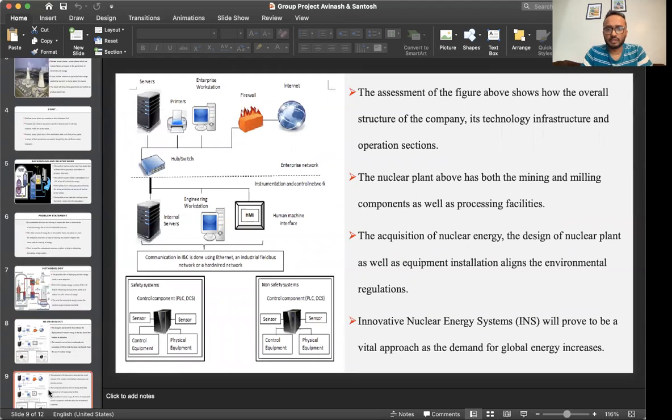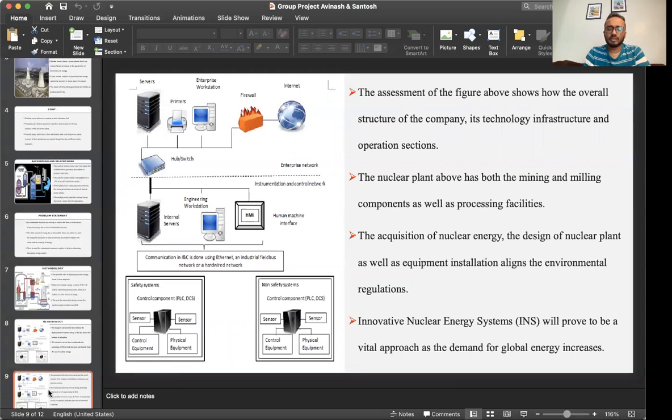The assessment of the figure on the side shows that the overall structure of the company is technology, infrastructure, and operational sections. The nuclear plant above has both the mining and milling component as well as processing facilities. The acquisition of nuclear energy, the design of the nuclear power plant, as well as the equipment installation align with the environmental regulations. Innovative nuclear energy systems, INS, will prove to be a vital approach as the demand for global energy increases.